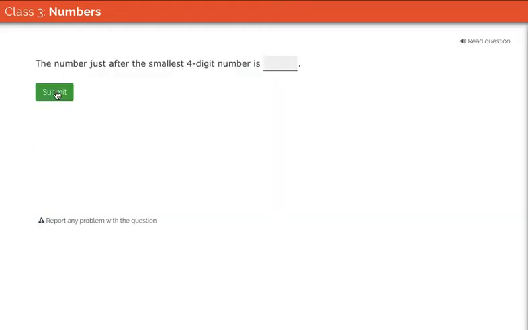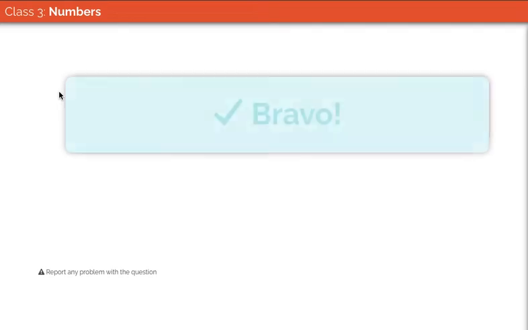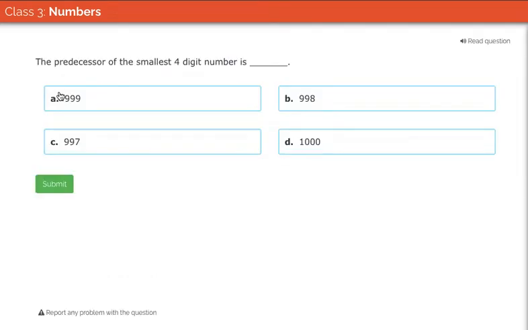Excellent. The number just after the smallest four-digit number is, the smallest four-digit number is 1000. The number just after it is 1000 plus 1, 1001. Bravo! The predecessor of the smallest four-digit number is, the smallest four-digit number is 1000 and the predecessor is the number just before it. So 1000 minus 1, 999.